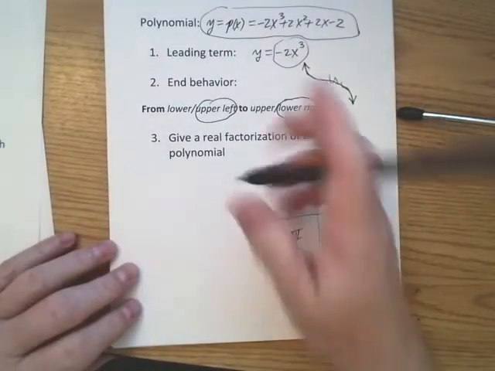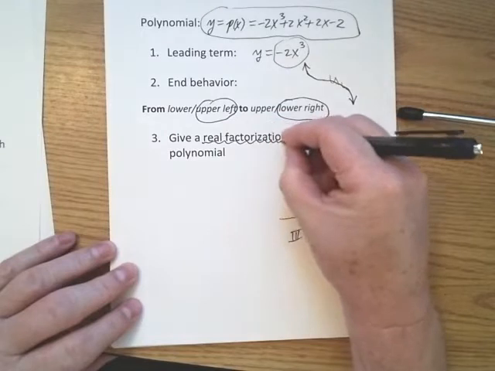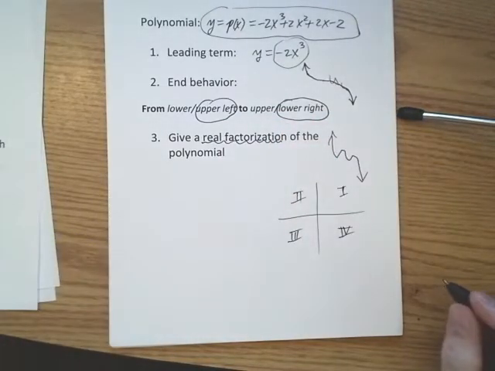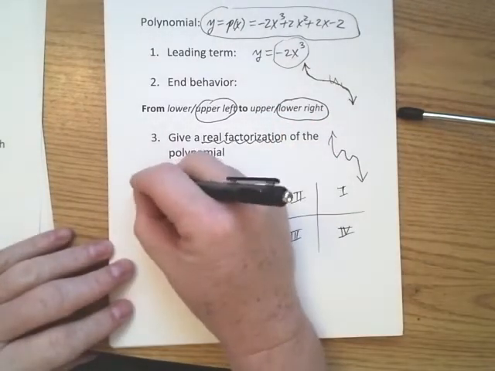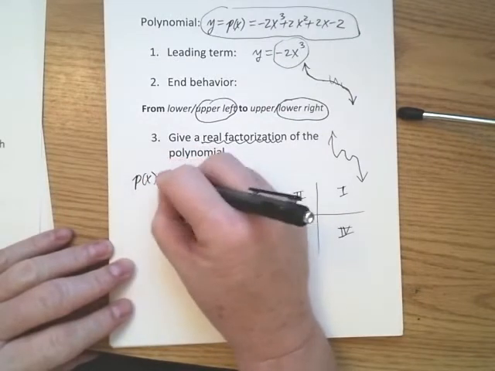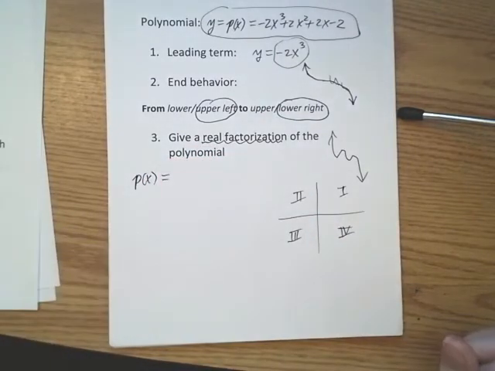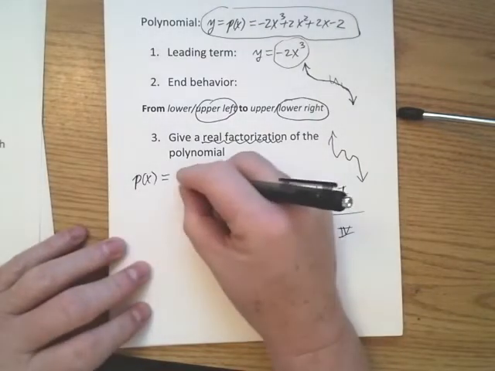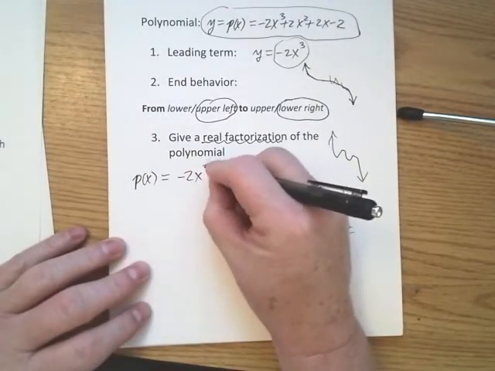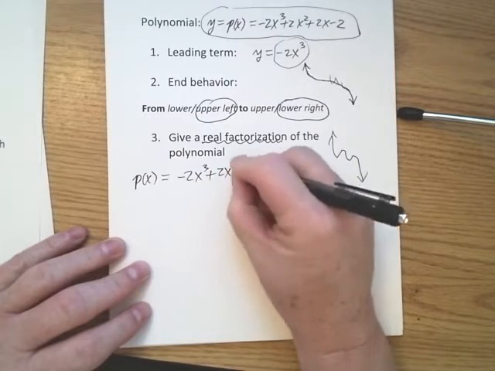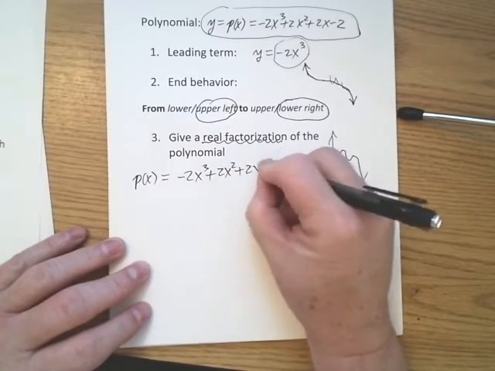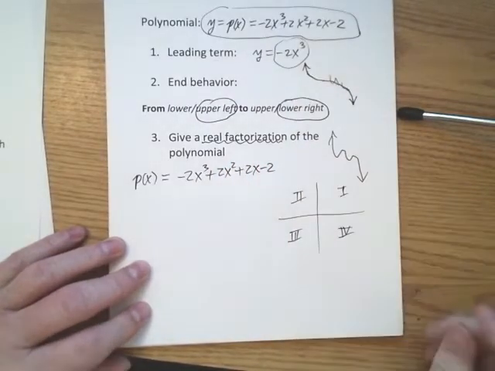Let's give a real factorization of the polynomial. So here's my p of x. Now I say real factorization because we know all polynomials will factor in terms of their zeros, but I'm not interested in any zeros that have complex numbers in them. So let's go ahead and see if we can do this. These zeros will give us an idea of what this graph looks like when we combine it with end behavior.